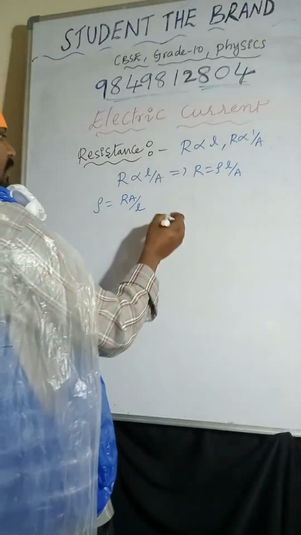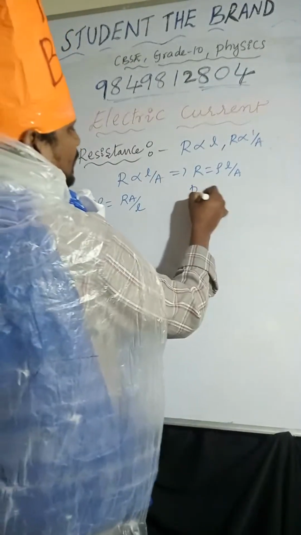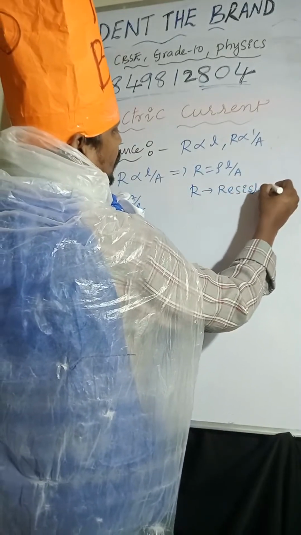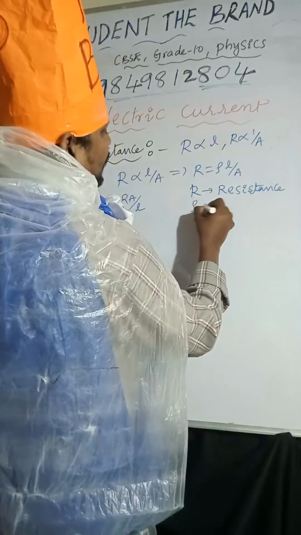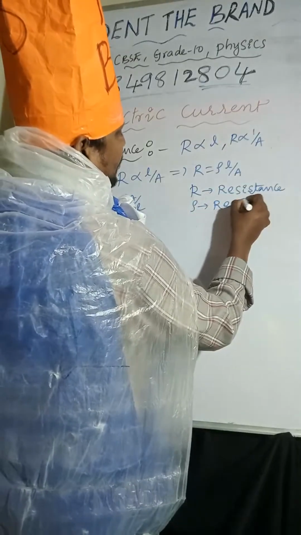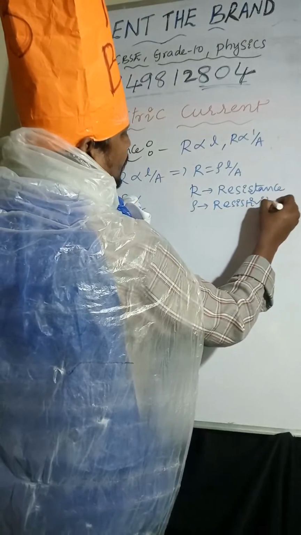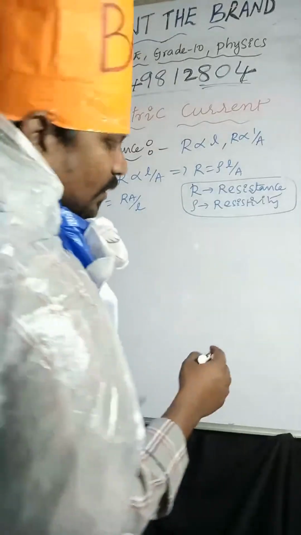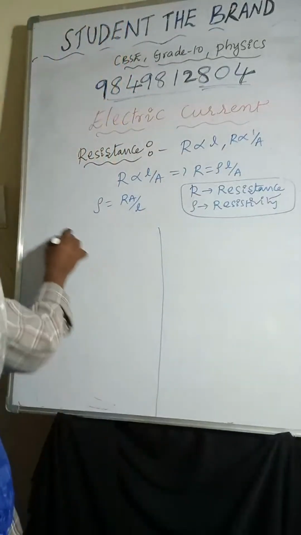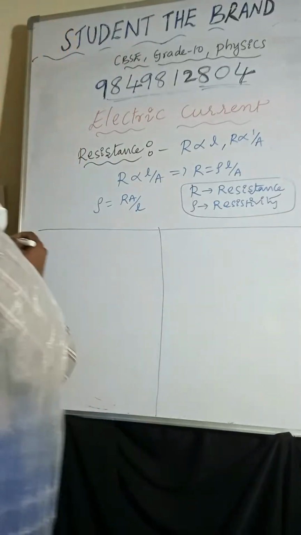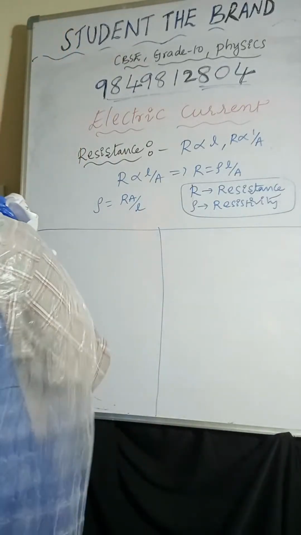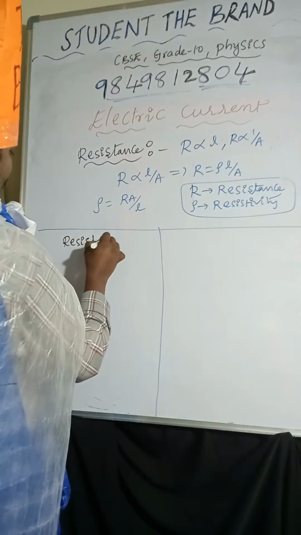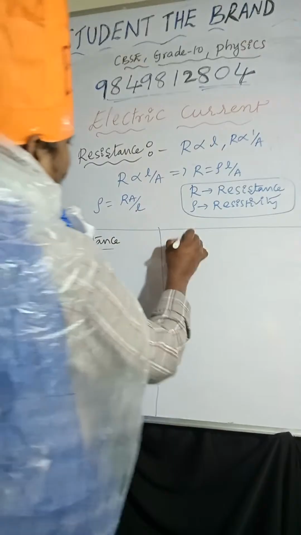Okay. So now R is resistance and rho is resistivity. Now you can observe here, resistance and resistivity.